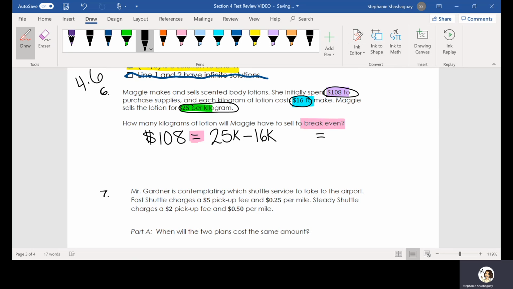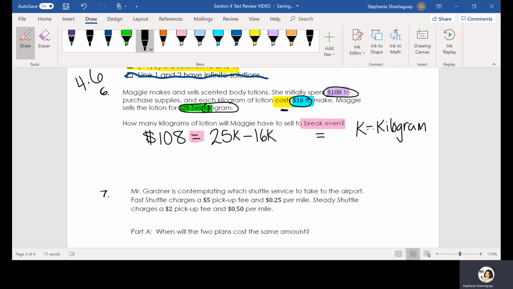The 25K minus, because this word right here, cost, is telling me that I am subtracting that amount from the amount that she sells it for. So 108 is equal to 25K minus 16K, and that K is just because K for kilograms. That's why I used the K variable. K equals kilogram. Now I just need to solve for K.